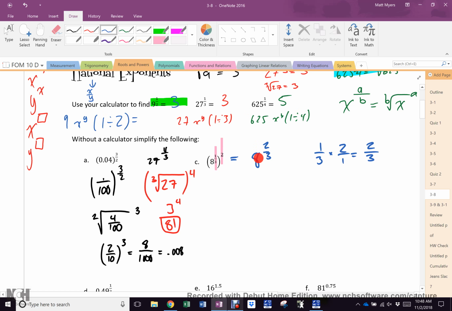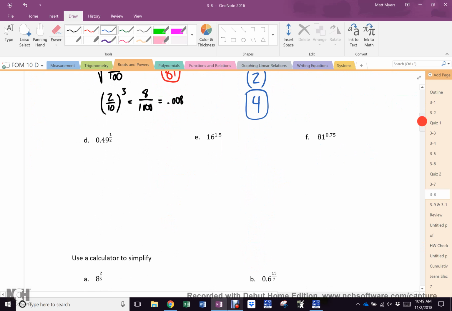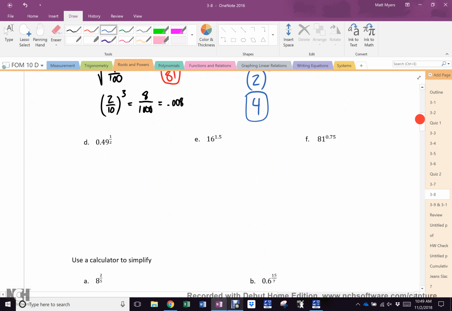So, the 8 is the base, so what's the radicand? 8. What root do I seek out of that radicand? 3. What power will I put that root to? 2. What is the cube root of 8? 2 squared. What is 2 squared? 4. And that's my final answer. Everybody good? Everybody's good? All right. Attempt D all by your lonesome. Go. No calculator.